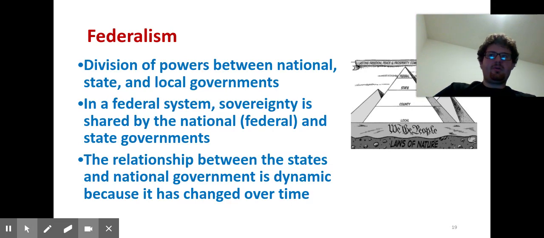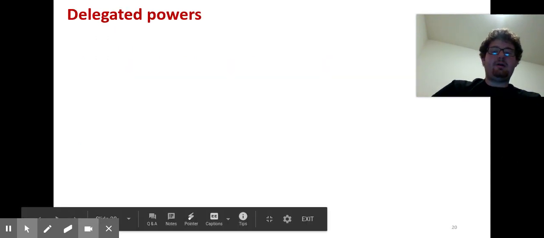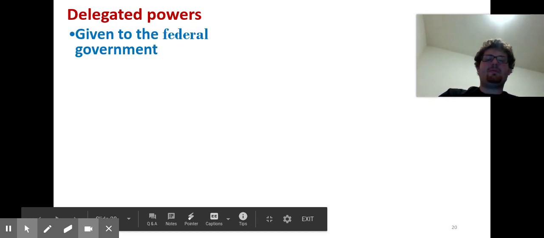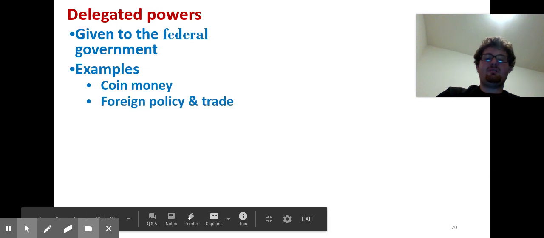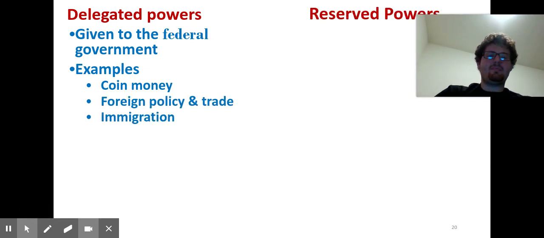We're going to be talking a lot about how the federal system of government, the idea of federalism, has evolved over time. But the first thing we've got to talk about are the delegated powers, and those are the powers directly given to the federal government. Those things are like coining money, controlling foreign trade, immigration, those things you think about.